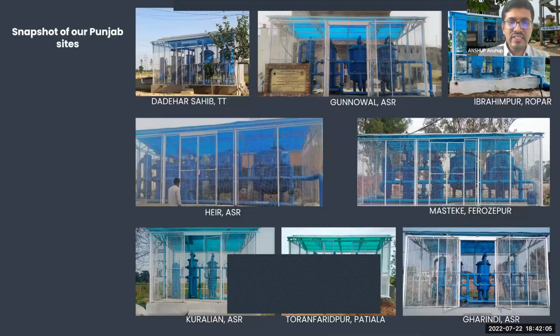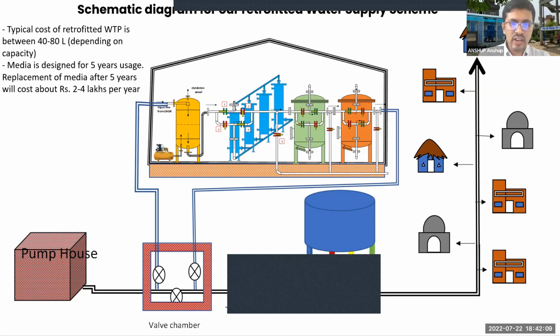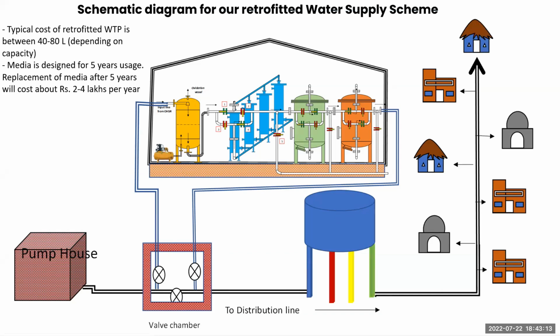So there are various schemes that have been set up of a similar kind. This is how the schematic looks for the treatment plant. You have a pump house from which the regular water supply is done. Water goes to the reservoir, from where it is supplied to the villages. What we did was set up a treatment plant in between.